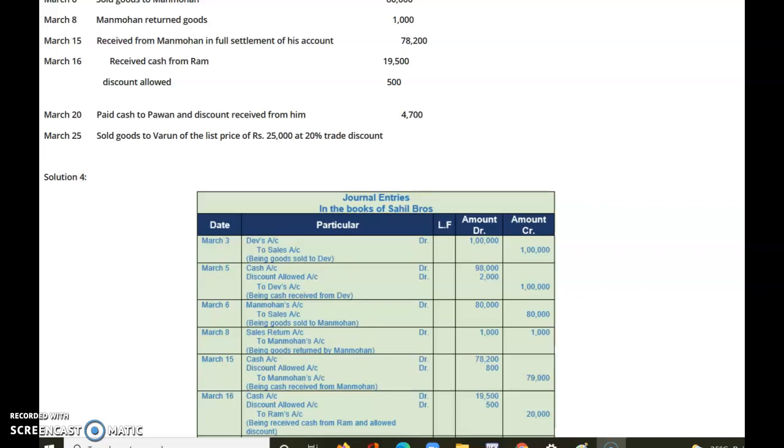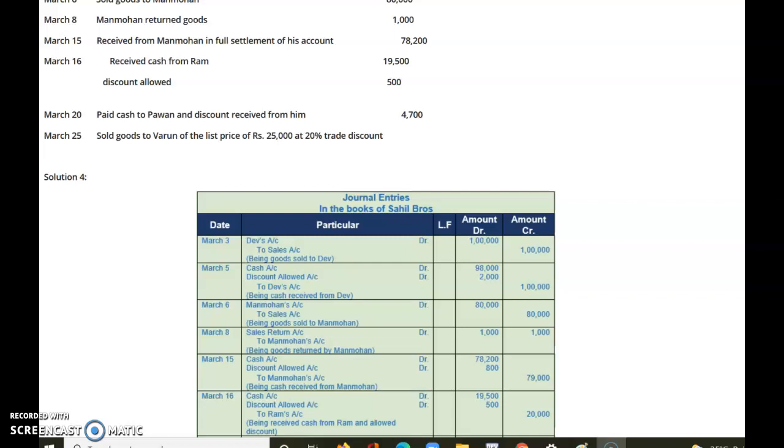Dear students, now I will continue with the same question. As in the previous transaction, I share with you: received from Manmohan in full settlement of his account 78,200. Actually, we have to net receive rupees 79,000 from him. Goods sold of 80,000, returned by him 1,000. But the account being fully settled, nothing is outstanding, with payment received of 78,200. So rupees 800 will be treated as a discount and as a loss, that will be debited to the nominal account. Next transaction, received cash from Ram 19,500, discount allowed 500.